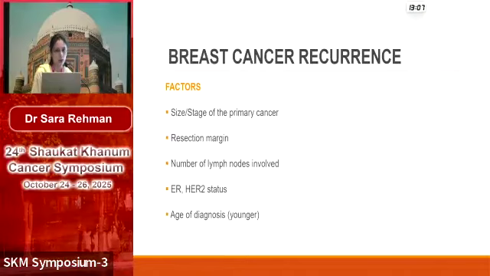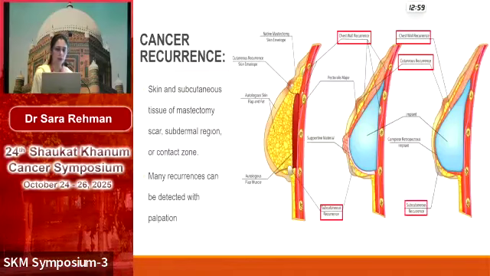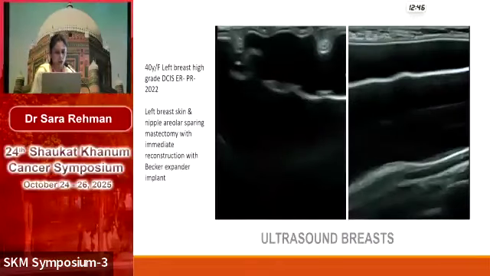The surveillance protocol depends on the amount of residual fibroglandular tissue on the same side, screening requirements of the opposite breast, and overall risk profile of the patient. Cancer recurrence after flap or implant reconstruction can occur in the subcutaneous area, skin, nipple areolar complex, or the chest wall. So now coming to a few cases showing cancer recurrence.